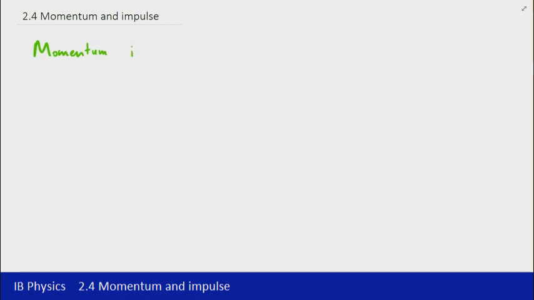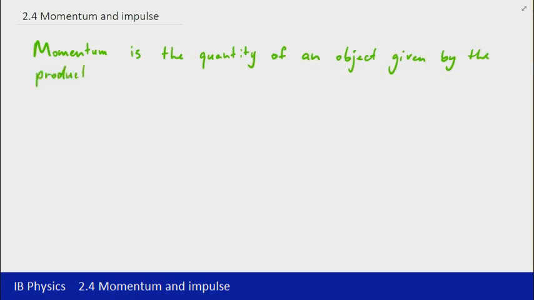Now momentum is a bit of an unusual one in that its definition is a little bit strange, I think, in terms of physics quantities. So momentum is simply the quantity of an object that's given by the product of the object's velocity and mass.